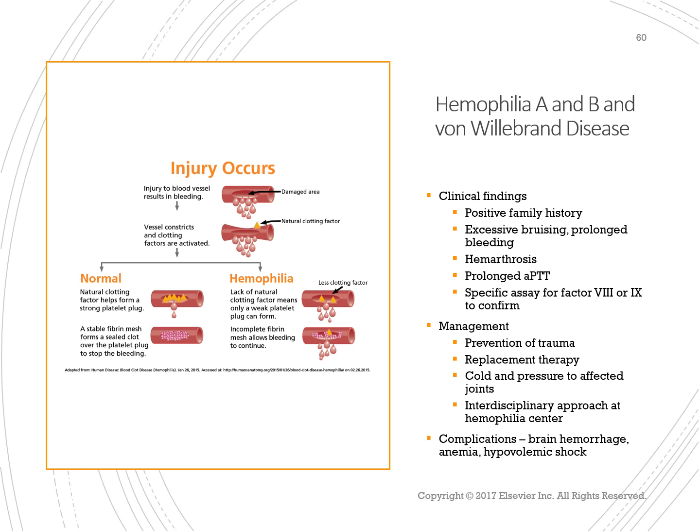We're going to replace the factor. Cold and pressure to be applied to affected joints, and we're going to do an interdisciplinary approach with the hemophilia center. Complications with this, we may see brain hemorrhage, anemia, and hypovolemic shock if they are injured and have a bleed. When we talk about replacement therapy, these parents will actually be trained to start an IV and do the replacement therapy at home if an injury occurs.